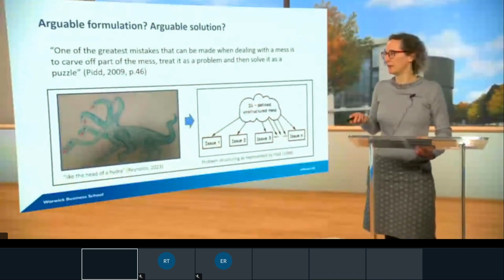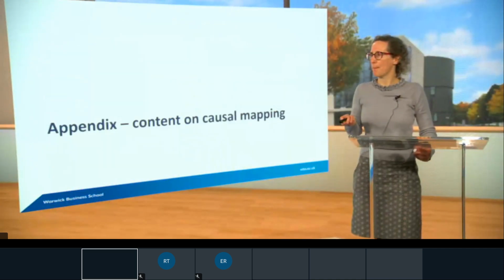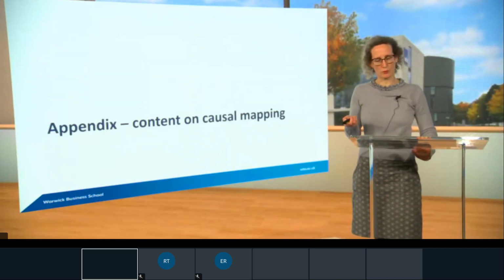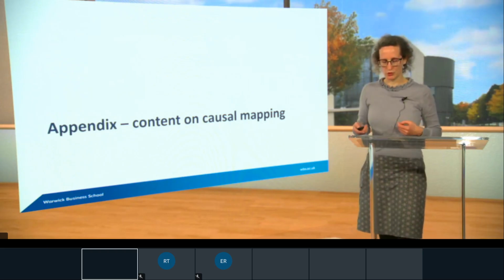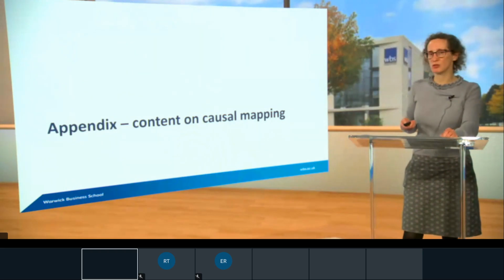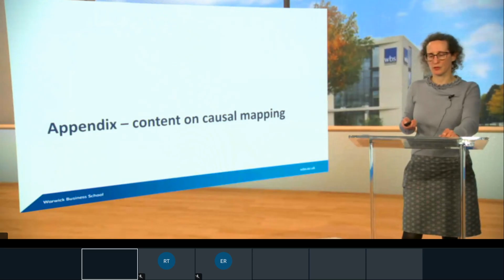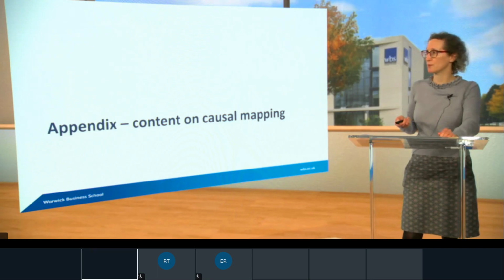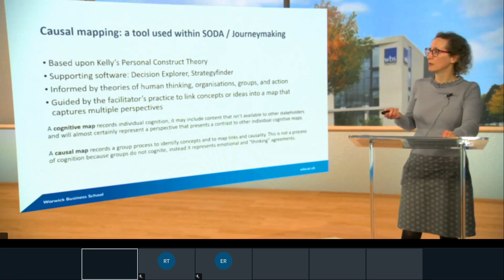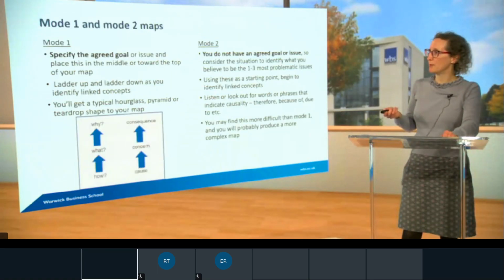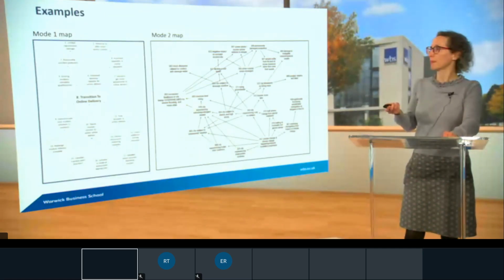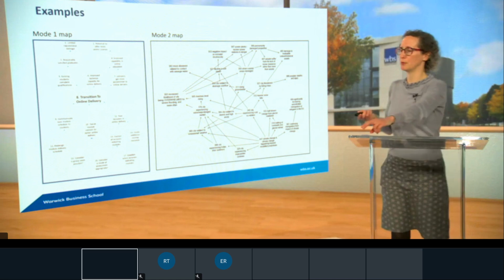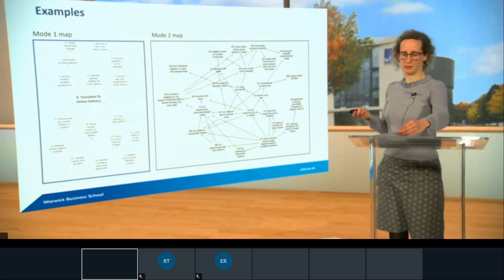I have here some appendix detail on causal mapping. We'll have a go at causal mapping in the workshop, so you might want to take a look at these introductory slides in advance of that if you have the chance. Don't worry if you haven't the chance, because we will explain it to you. So here we are, a bit of the history where it's come from, different types of maps that you can build, and some examples. I think that's the end.